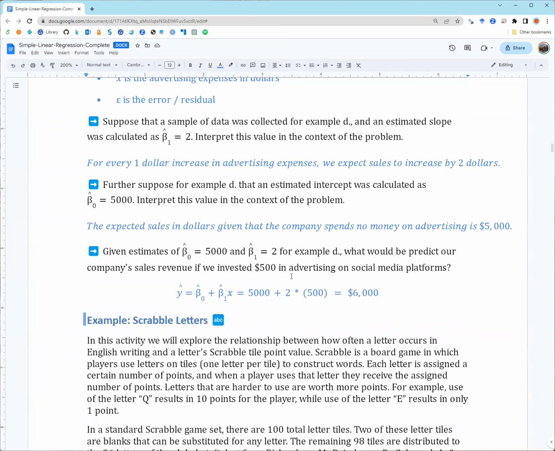So that's how much we would predict our company's sales revenue to be. Just sales, I guess.